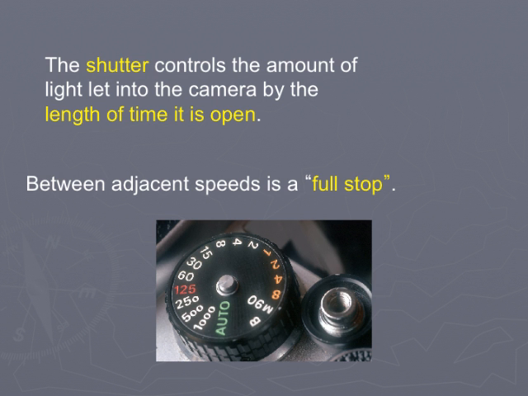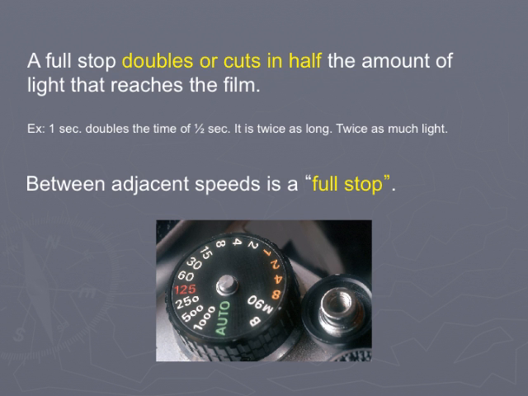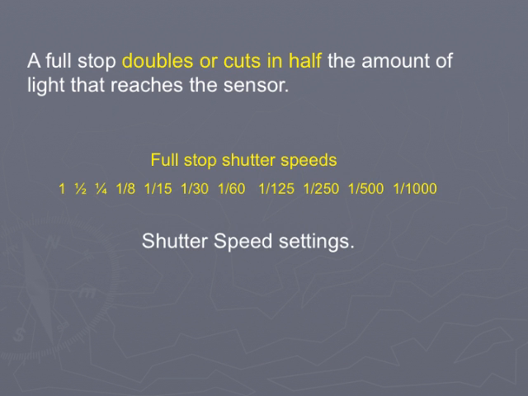So again, standard shutter speeds control the amount of light by the length of time that it's open. As we move from one full shutter speed to the next one, we may also call that a full stop, and I'll explain that a little later on when we get to f-stops. So we're going a full stop: you're either doubling the amount of light or cutting the amount of light in half that's reaching the film or the sensor. For example, 1 second, if we cut it in half, we go to 1/2 second. So it's half the amount of light, or 1 second is twice as long as 1/2 of a second. Full stop between each one.